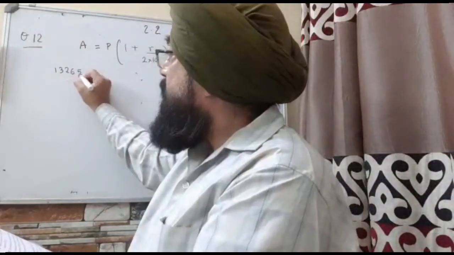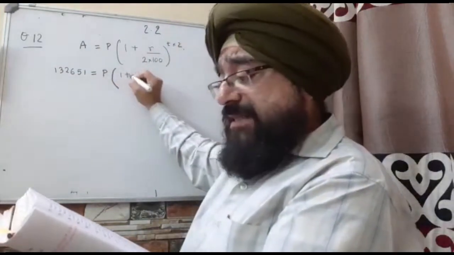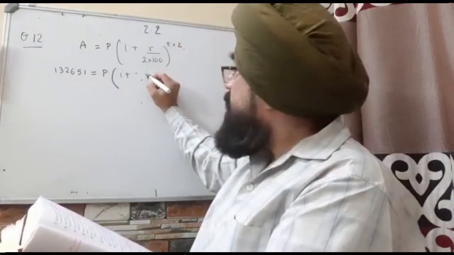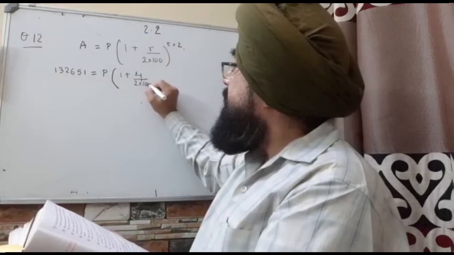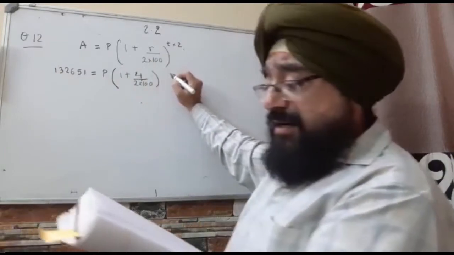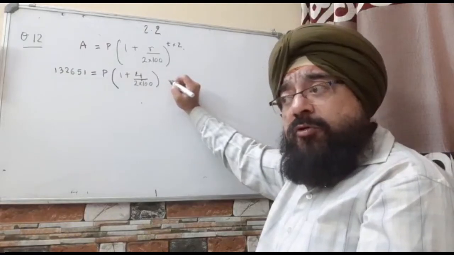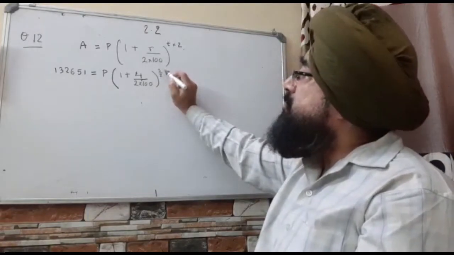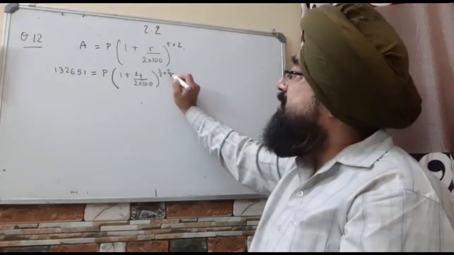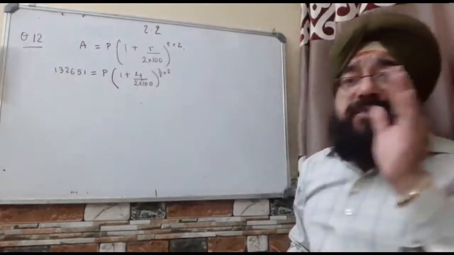Amount given to you is 132651, which is equal to P, we don't know. 1 plus rate is given to us as 4%, so 4 upon 2 into 100, raised to the power 1.5 years. 1.5 years is 3 upon 2. So 3 upon 2, and because a bracket cannot be solved for a fractional power, God has sent 2 for us. So 2 and 2 will get cancelled. So things have fallen into the right place.